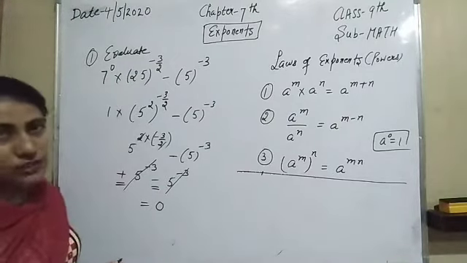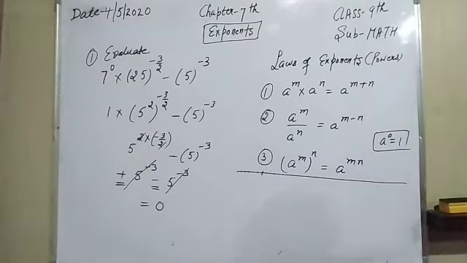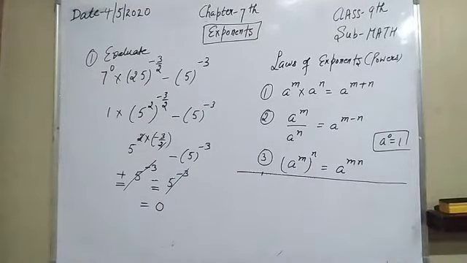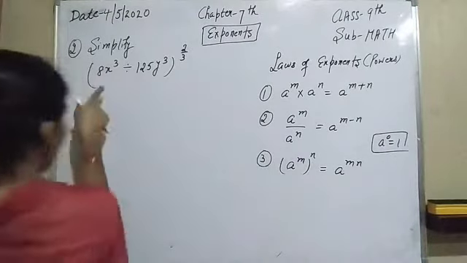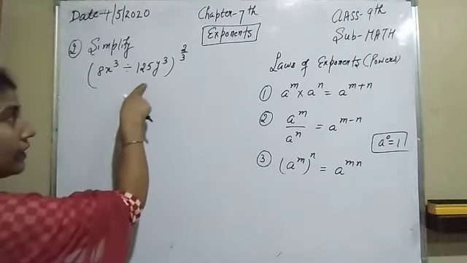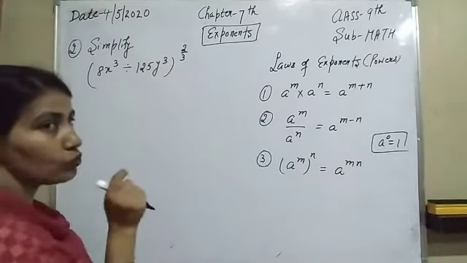Now come to the next question of this worksheet. We have to simplify 8x cube divided by 125y cube, and its whole power is 2 by 3.